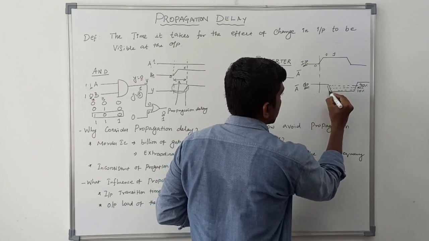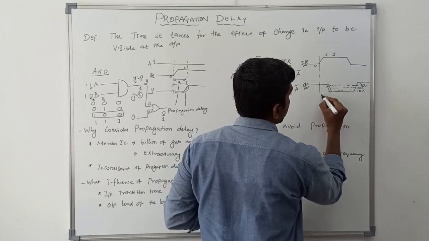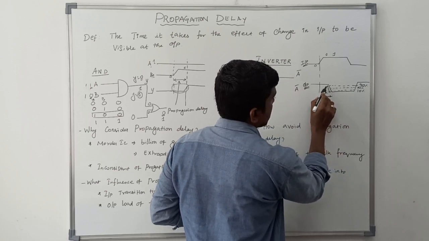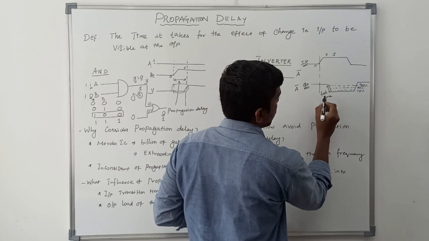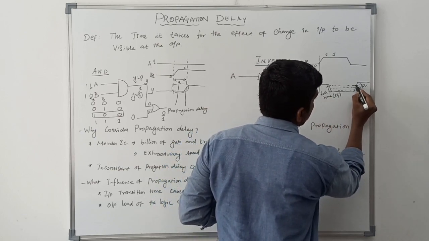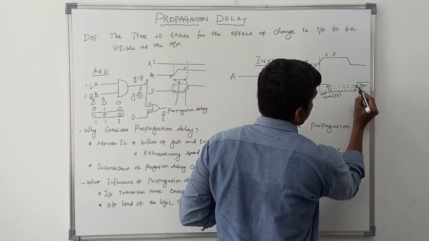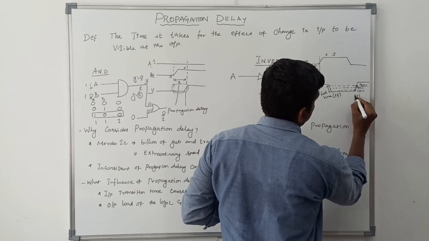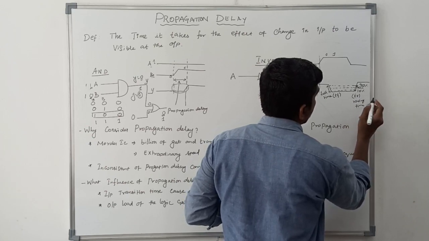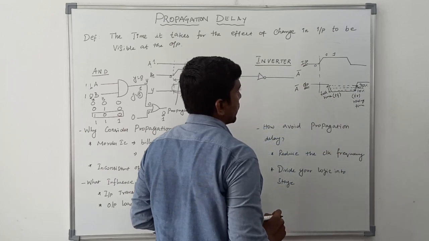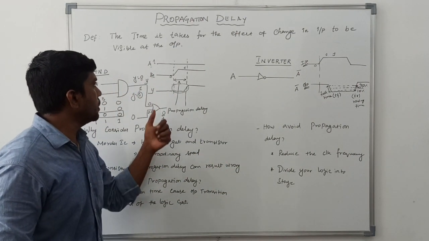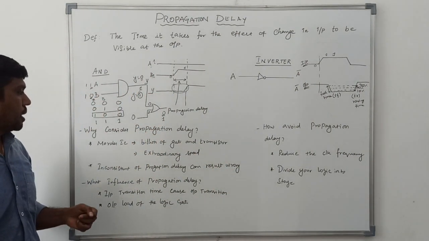So 90 percent to 10 percent, this time is called the fall time, represented as TF. And 10 percent to 90 percent, this time is called the rise time. So this time is the rising time and this time is the falling time. So this is the propagation delay for the inverter, and likewise for the AND gate.